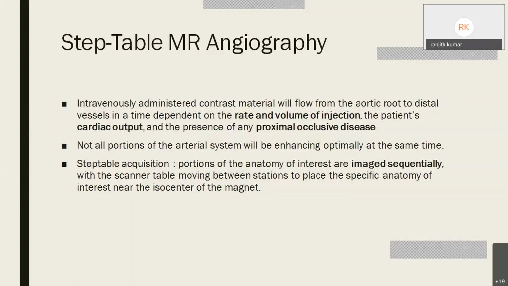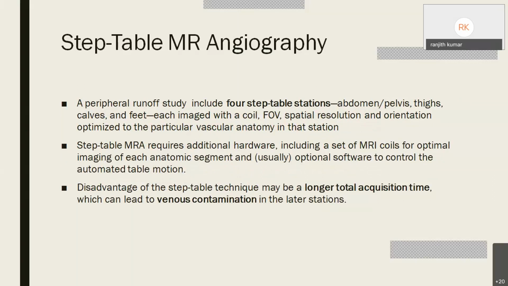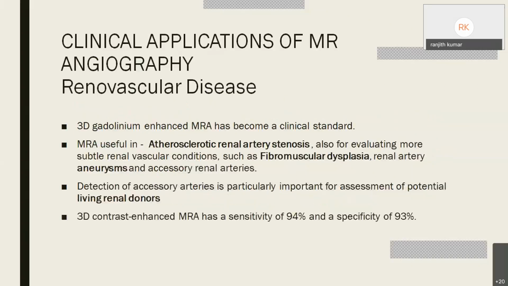So in step table acquisition, the images are imaged sequentially over specific points. In case of a peripheral runoff study, it is a four step table stations. The first in case of abdomen, second in case of thighs, third in calves, and fourth at the foot. This requires additional hardware and MRI coils to get a proper imaging. The disadvantage of this step table technique is a longer acquisition time, and as it goes distally, there is a lot of venous contamination in the later stations.